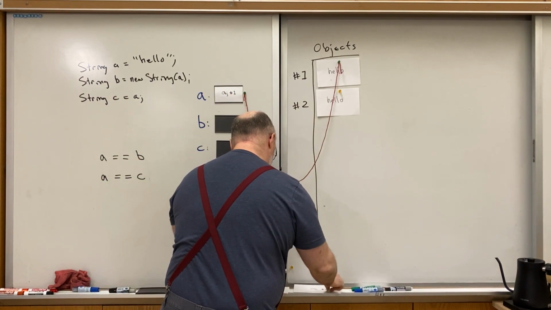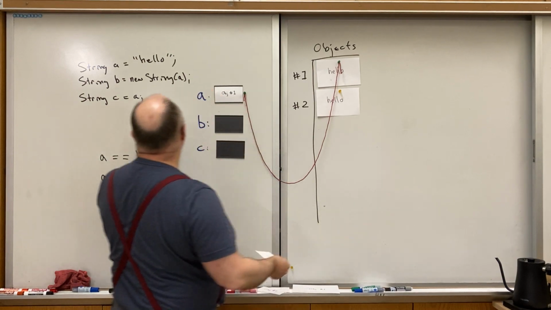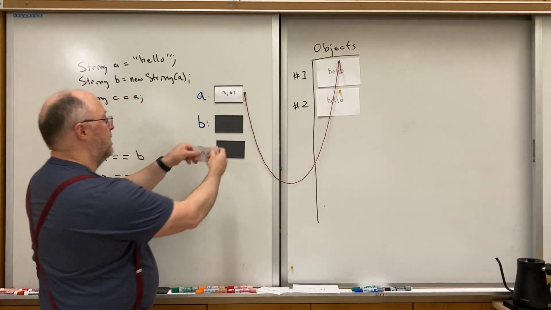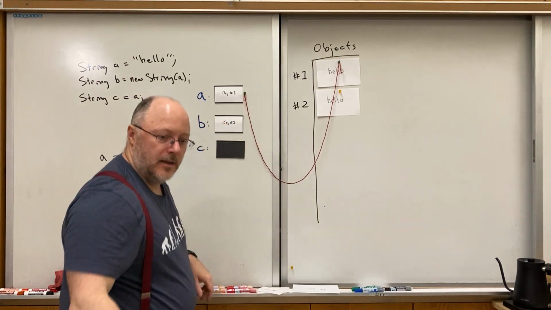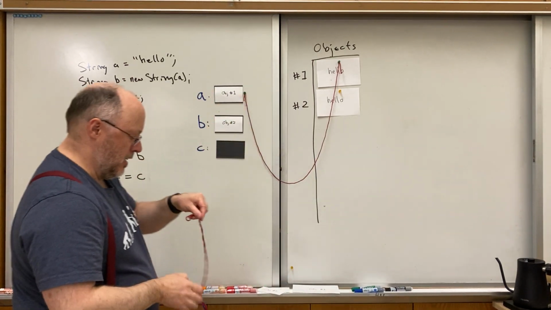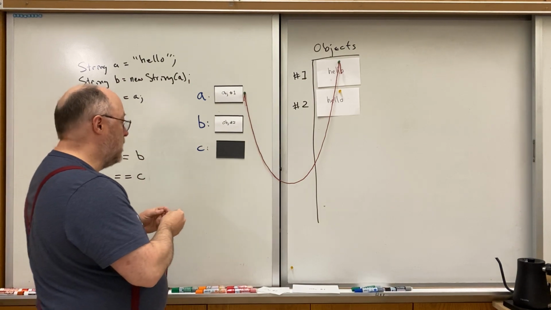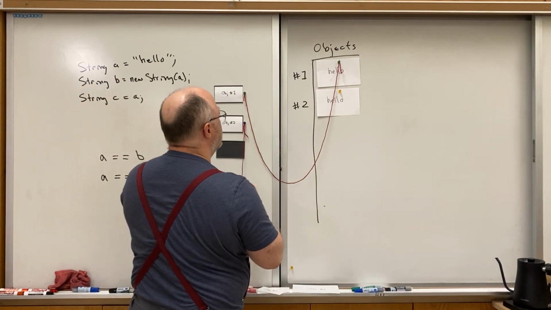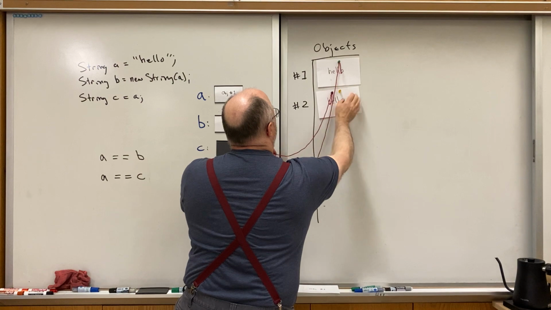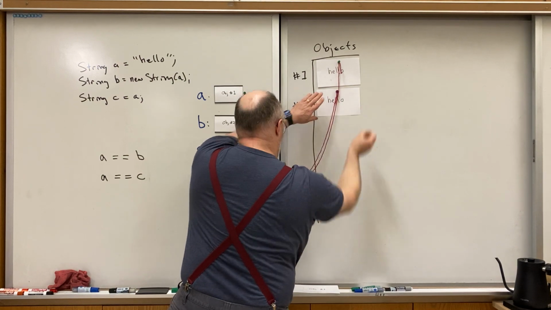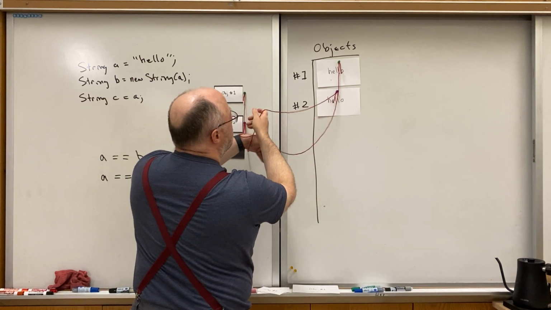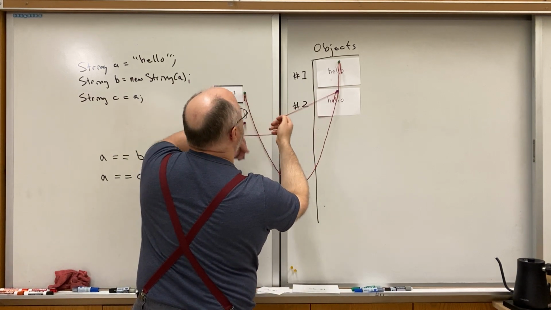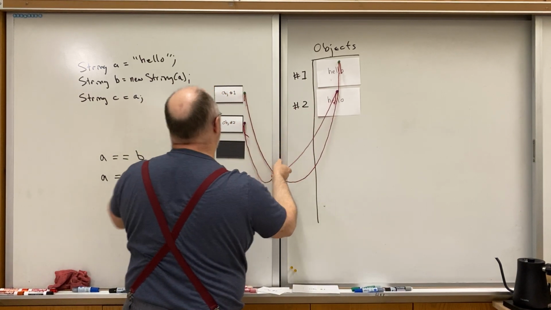which means that I need a different value to put in B, namely object number 2, a reference to object number 2, and we can illustrate that with a new piece of yarn and say object 2 is referencing this object. It's a little hard to see which is going where, but one is going to object 1 and one going to object 2.